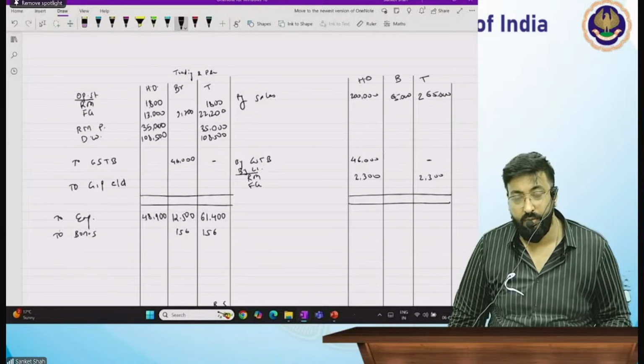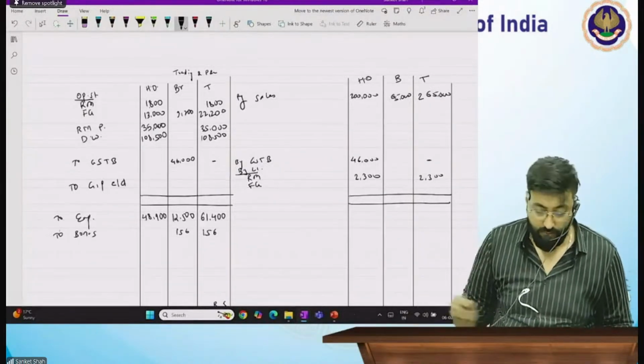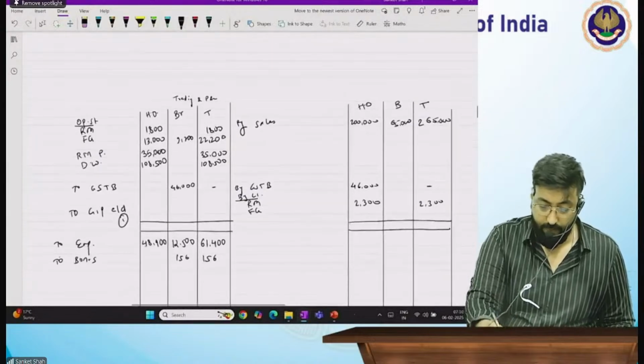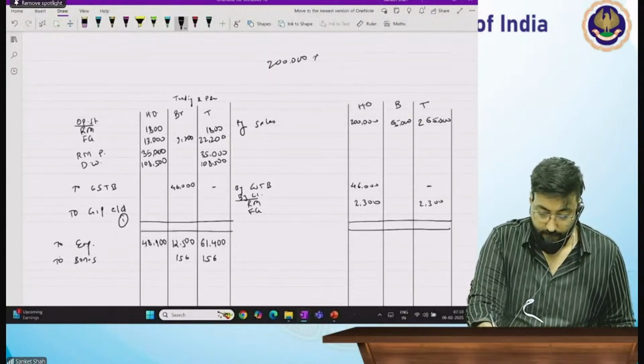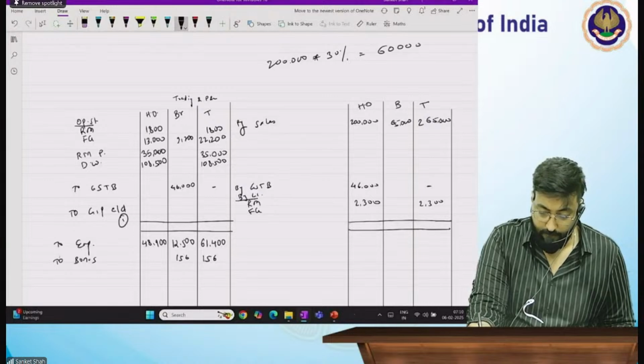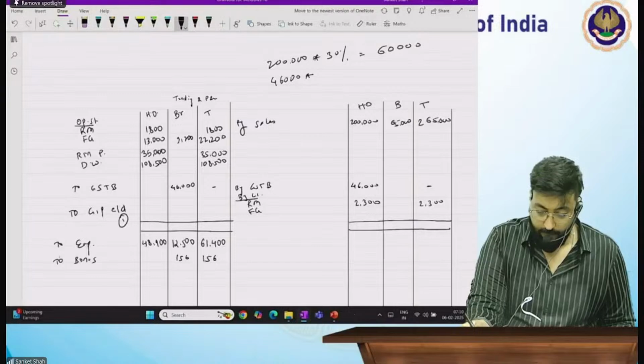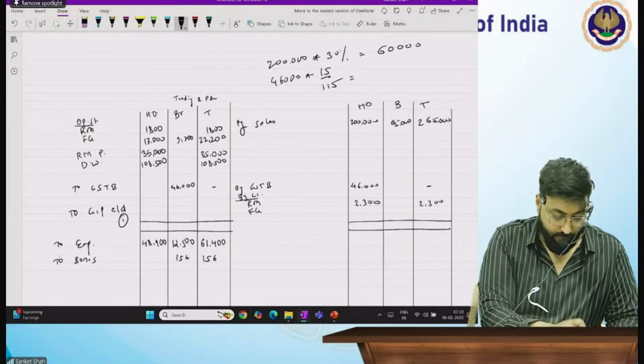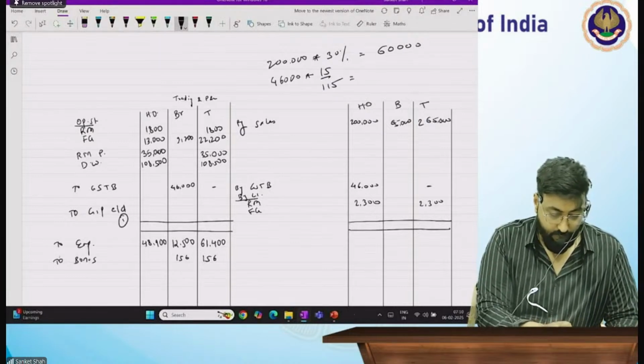Now we have to calculate GP. How much gross profit is in HO? In 2 lakhs, we have the GP ratio of 70, 30, and 100. So in 2 lakhs, it is 30%, which is 60,000. Also, it is given to the branch at 100, 15, and 150. So the goods sent to branch is 46,000. 46,000 into 15 by 150 gives us 6,000. So on a total, the gross profit is 66,000.